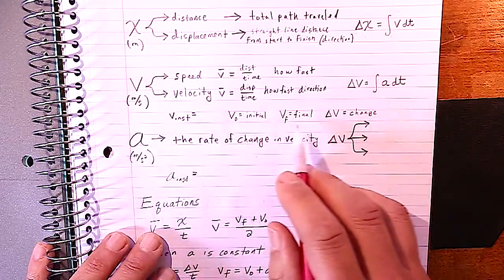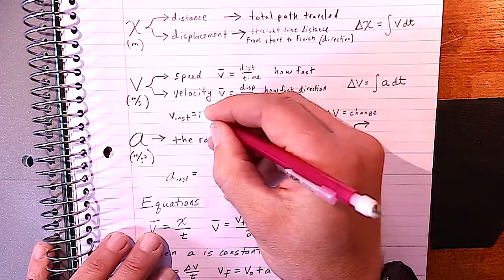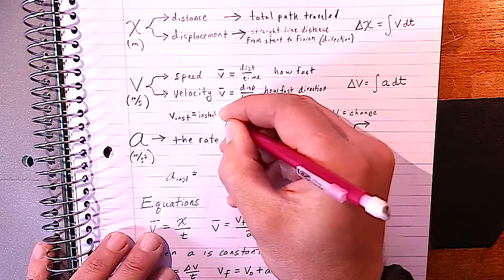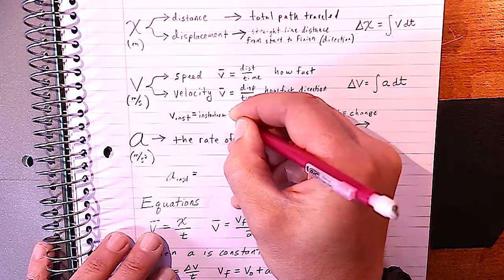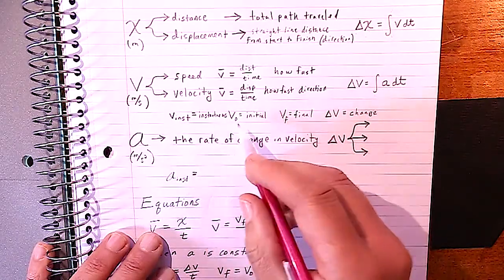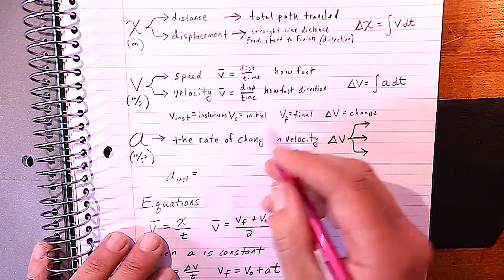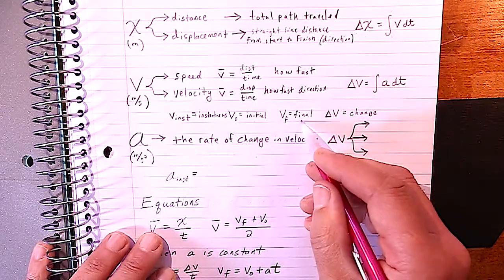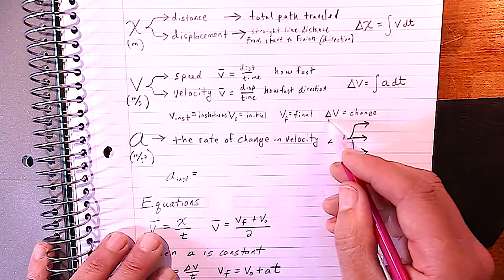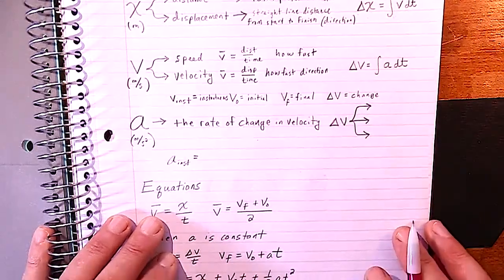Now, there are different velocities we have to pay attention to. v inst is the instantaneous velocity, in other words, the velocity at an instant in time. v naught is the initial velocity. vf is the final velocity, and delta, the Greek letter for change, is the change in velocity.